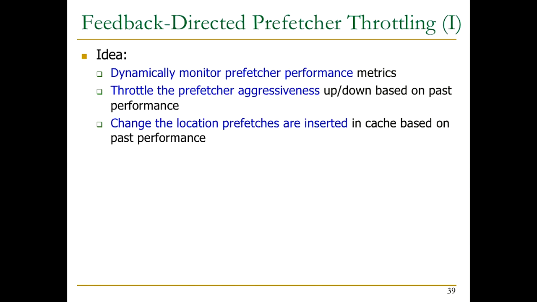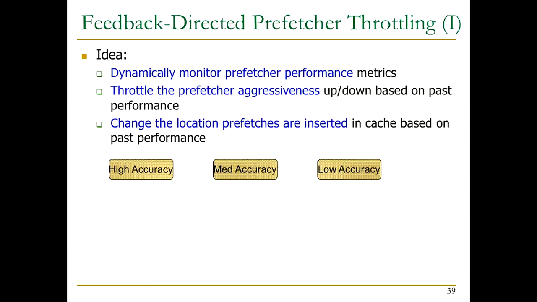So the idea in throttling, and actually many prefetchers and systems are throttled today, this paper is one of the earliest ones in the field. The idea is very simple. You dynamically monitor the prefetcher performance metrics. Which ones you monitor becomes interesting. You throttle the prefetcher aggressiveness up and down based on the past performance. And you change the location where prefetches are inserted in the cache based on the past performance. So I'll give you an example.